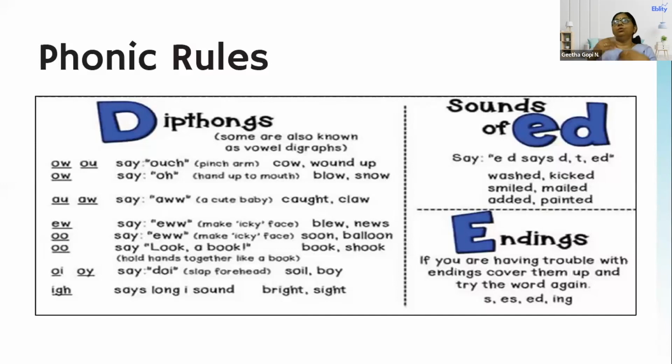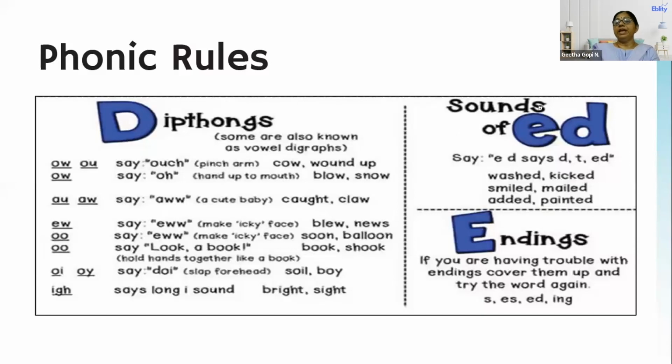So O-W as ow can be done with a little pinch, like ouch, that's the sound it makes. Or O-W can be like an O, like you blow. So again, associate it with different kinds of actions, which helps them understand how to make those sounds. So, use the different kinds of diphthongs with commonly used words, which again helps with using the phonic rules to sound the word out.